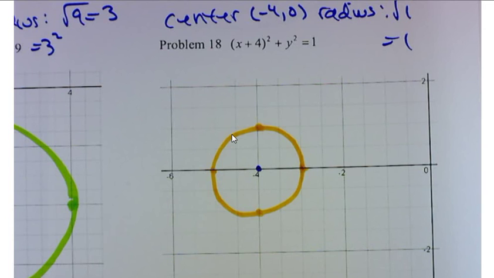Okay. This actually looks pretty good. Problem 18 and 20, doing all right on those?